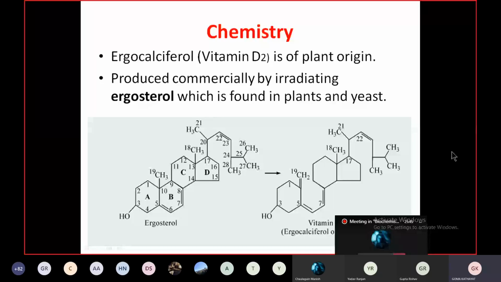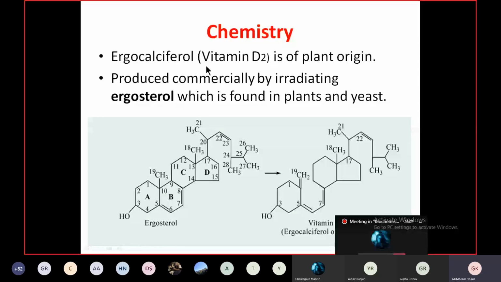Now coming to the chemistry of vitamin D, there are two types: vitamin D2 and vitamin D3. Vitamin D2 is also known as ergocalciferol, which is mainly of plant origin, whereas vitamin D3 is of animal origin.